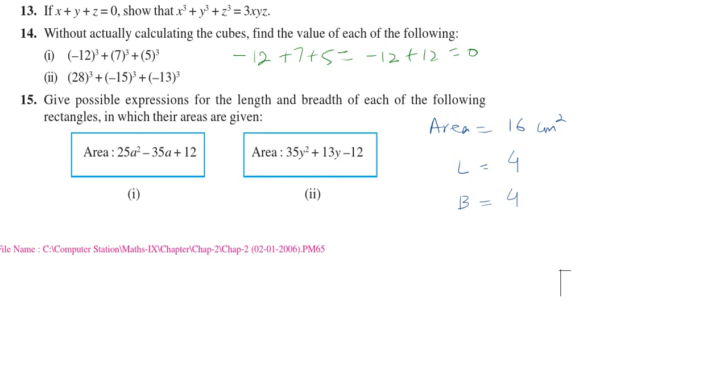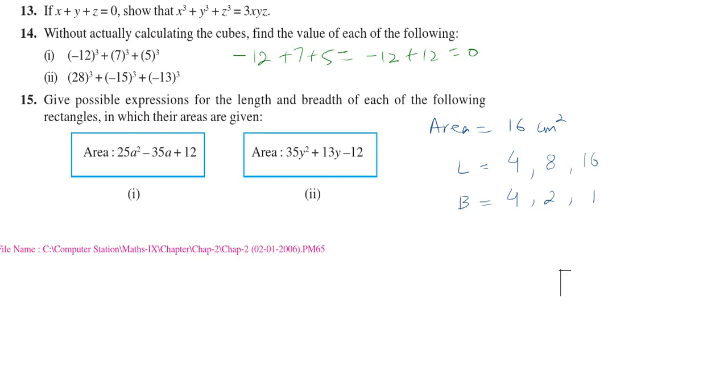Yes. Anything else? Any other combination? Length 8, breadth 2. Any other combination? Same combination, 2 and 8, so that is done. Anything else? Length can be 16 and breadth can be 1, 16 and 1.